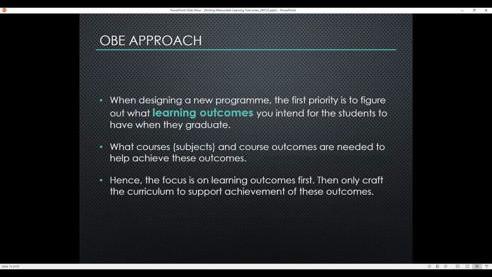Right. So in the OBE approach, when designing a new program, say now we want to offer a degree in psychology, the first thing we need to think about is the learning outcomes. When they graduate, what is it that they are able to do? That should be the first thing you think about when you want to design a new program. And then only you think about what the subjects, or sometimes we call them courses, are, and also the course outcomes that you want to put inside this program to achieve those program learning outcomes. So whatever you do, the heart is always the learning outcomes.